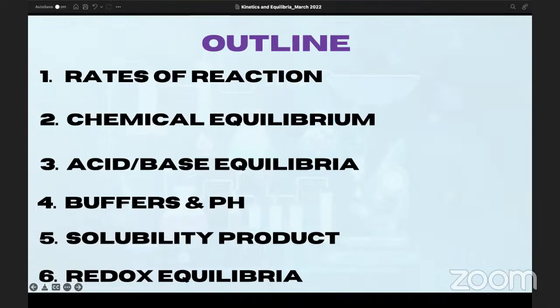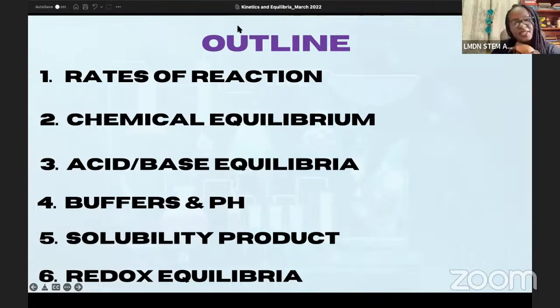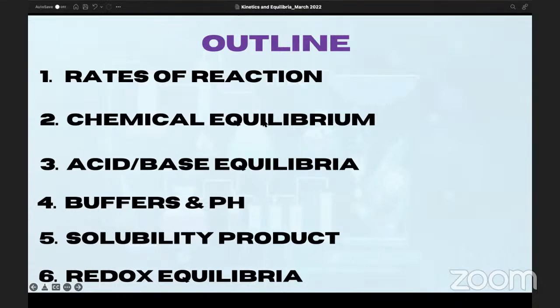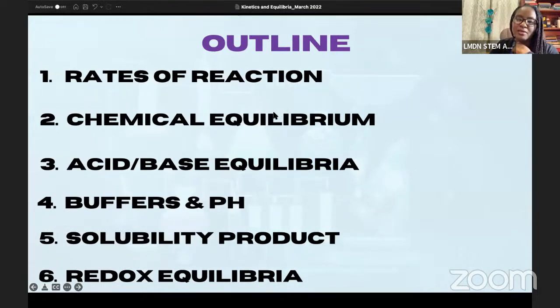Miss, what module is energetics under? I think that's module 1. Oh, I didn't know that you guys went to the same school. I think we're at the same spot. We looked at solubility product last class.